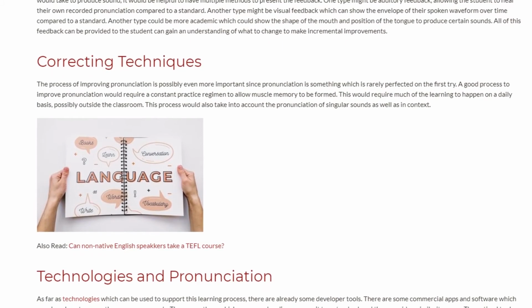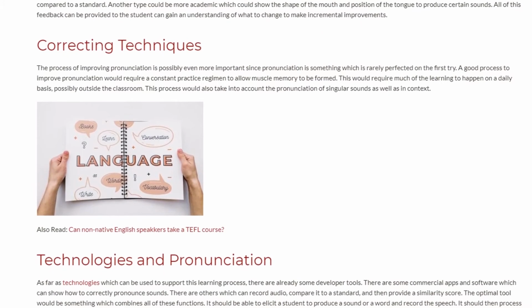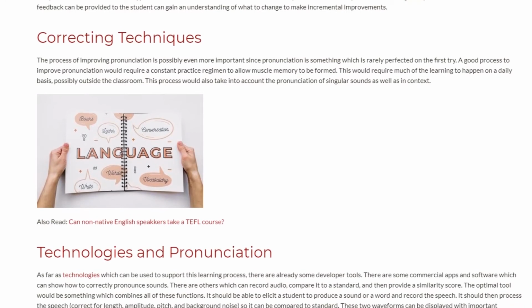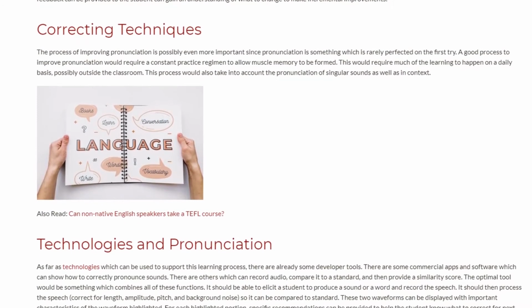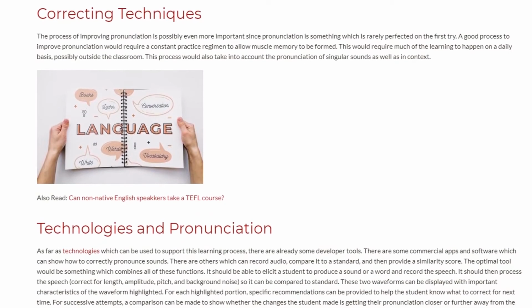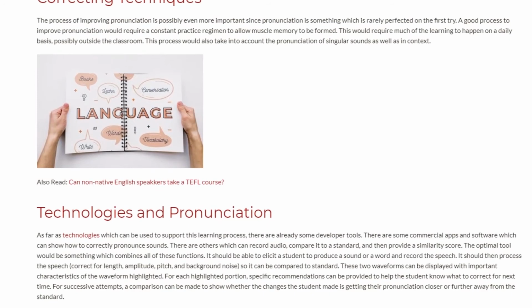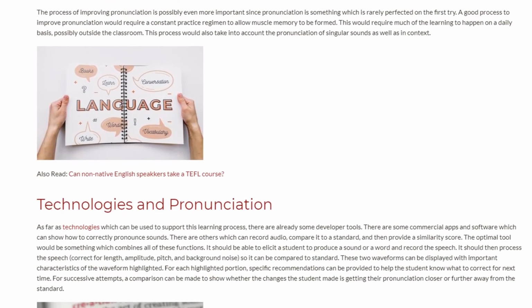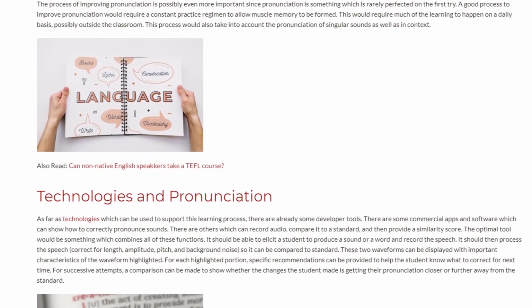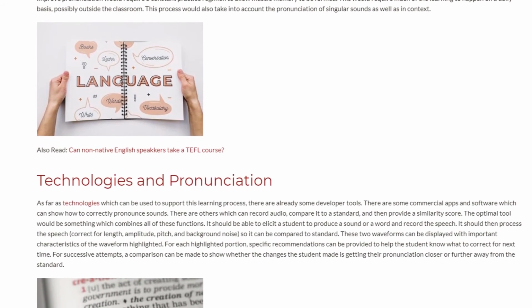Technologies and pronunciation. As far as technologies which can be used to support this learning process, there are already some developer tools. There are some commercial apps and software which can show how to correctly pronounce sounds. There are others which can record audio, compare it to a standard, and then provide a similarity score. The optimal tool would be something which combines all of these functions.